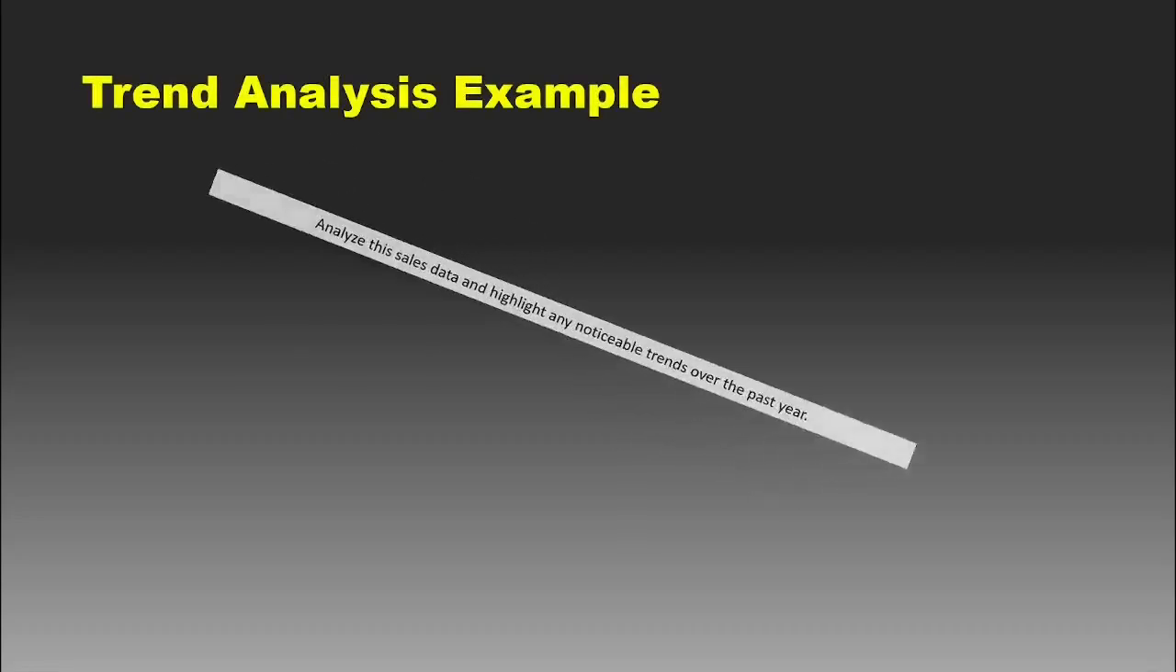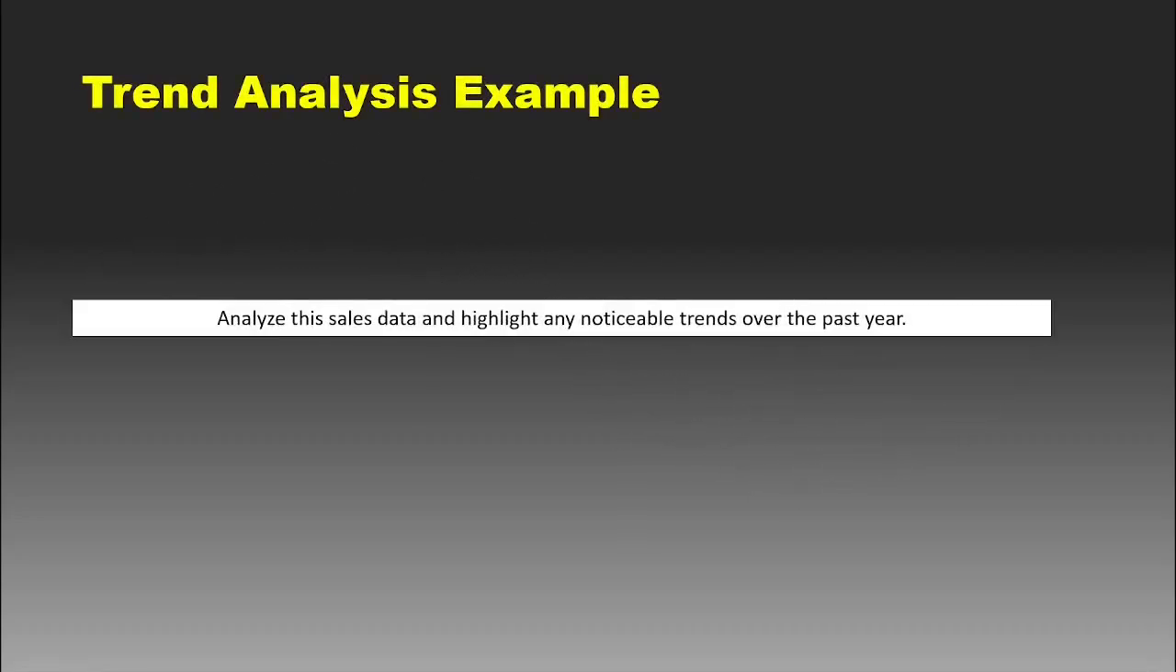Trend analysis. Analyze this sales data and highlight any noticeable trends over the past year. AI can examine sales data and identify patterns, such as seasonal fluctuations in demand or increasing interest in specific products. For instance, an e-commerce company might use AI to analyze purchase trends and discover that sales peak during holiday seasons or that a particular category of items is growing in popularity. With this insight, businesses can adjust marketing campaigns or inventory planning accordingly.